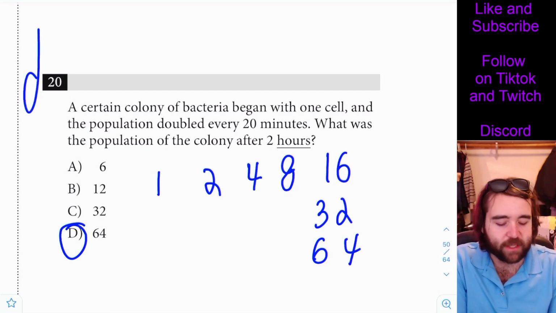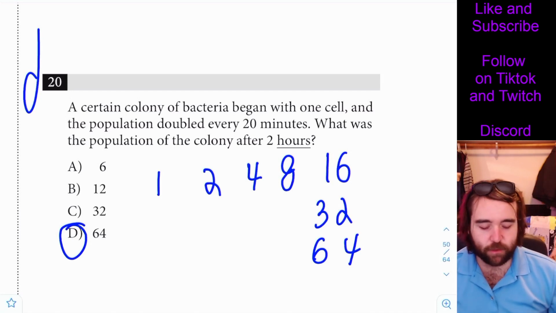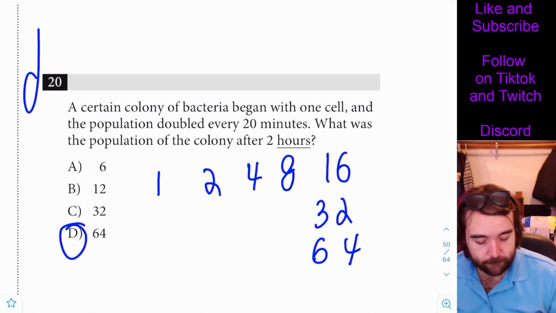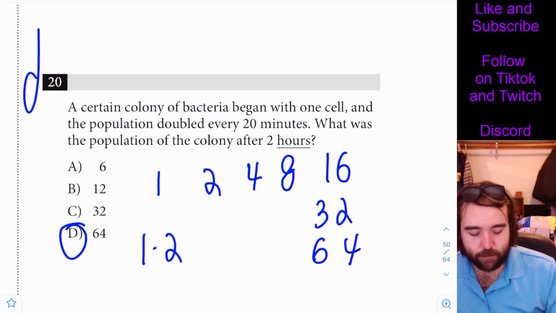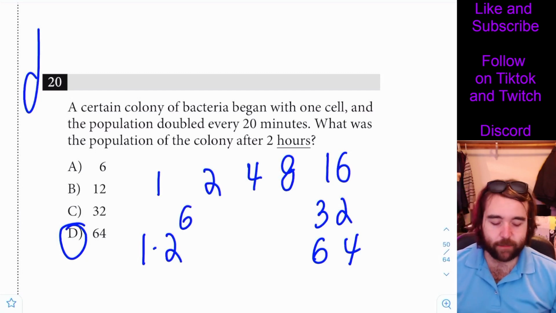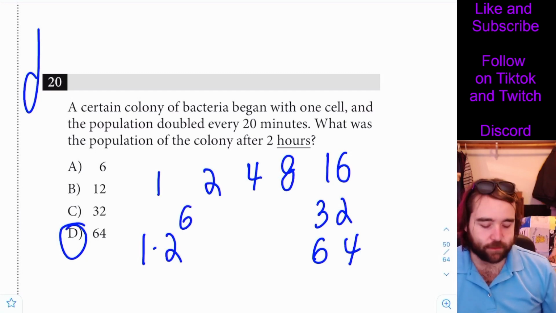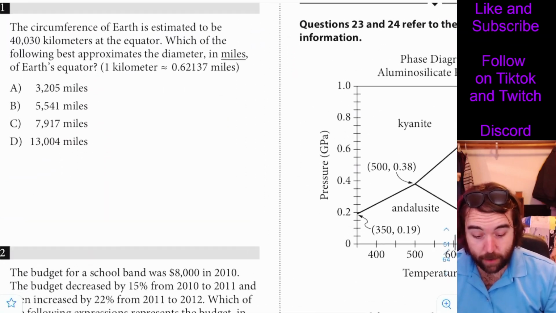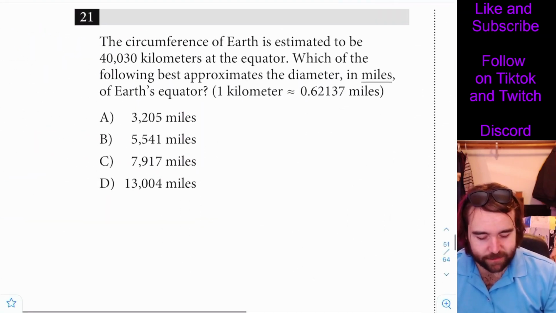Alternatively, you're like, how many sets of 20 minutes is in 2 hours? So 120 divided by 20 is 6. And so you'd say you start with 1, and then you multiply as you double 6 times. So 1 times 2 to the 6th, 64. Yeah. Ooh, phase diagram. Nice.